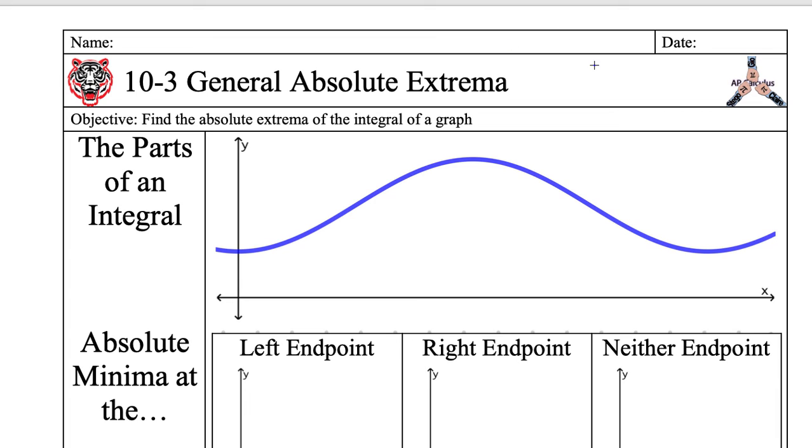We are in AP Calculus. Today's date is Thursday, February 27th, 2020. We were talking about general absolute extrema. We are on lesson 3 out of 3. This is the final one for Unit 10.